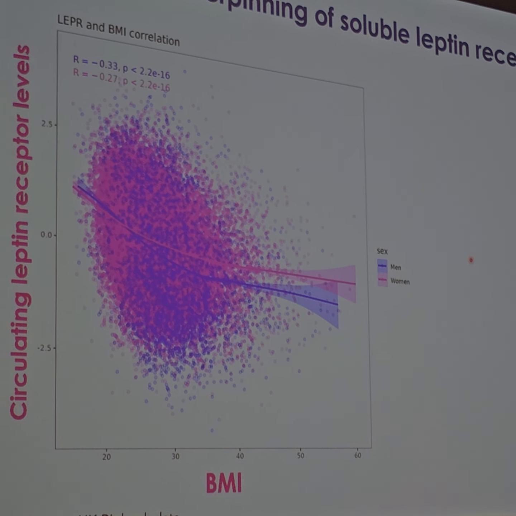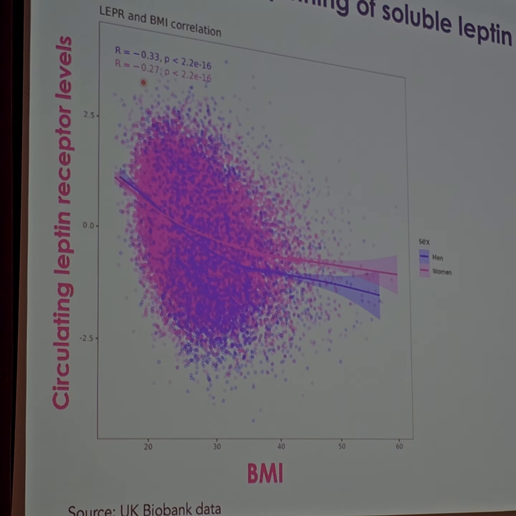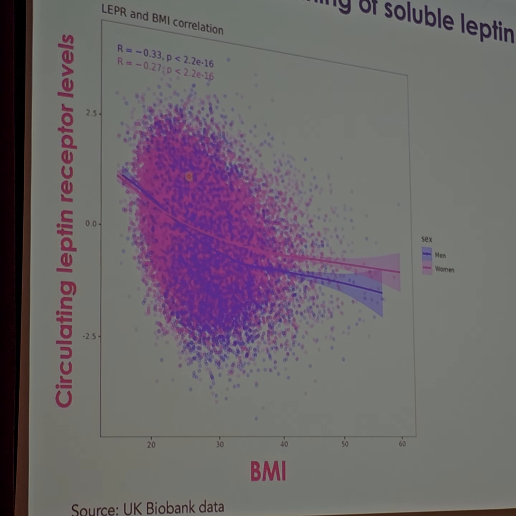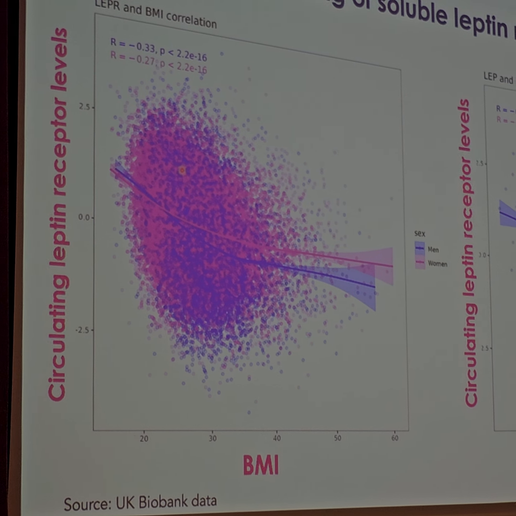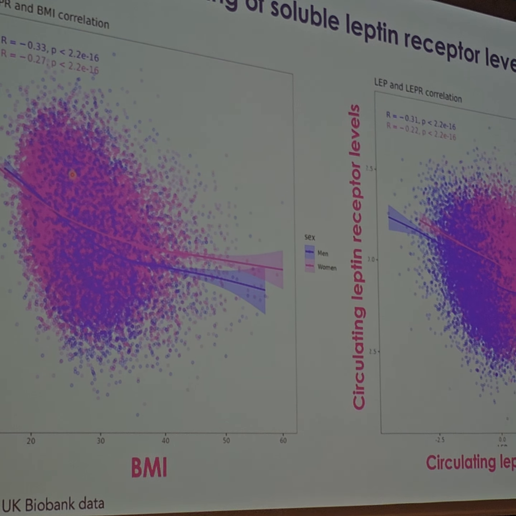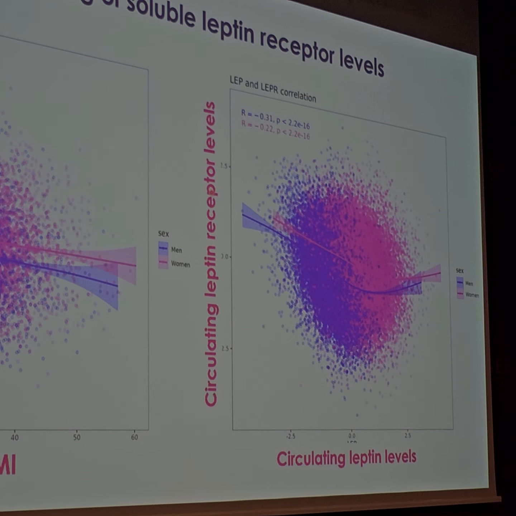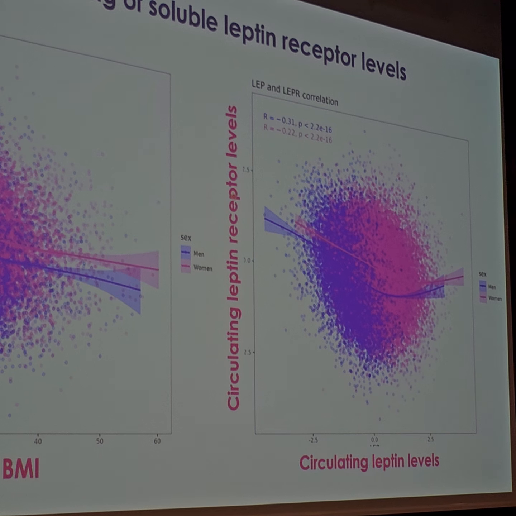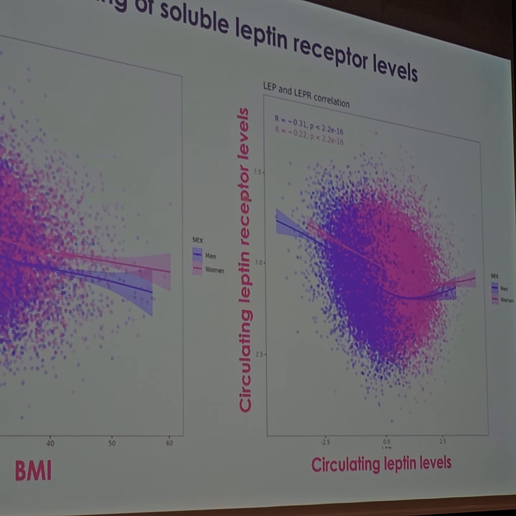Phenotypically, we see that there is somewhat of a negative correlation between leptin receptor levels and body mass index, and the amount seemed to be similar in men and in women. The correlation with circulating leptin levels on the y-axis is also negative, because leptin levels and BMI are highly correlated. So it's a negative correlation, but definitely not as strong as leptin and BMI.